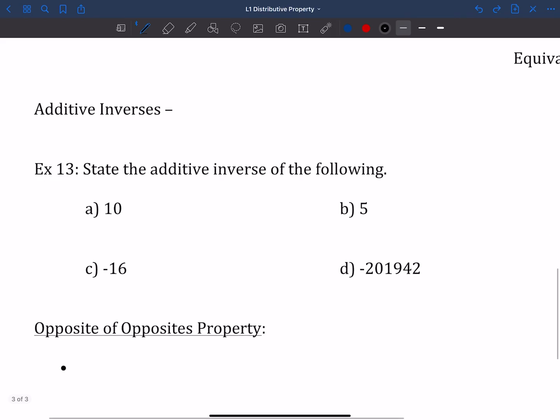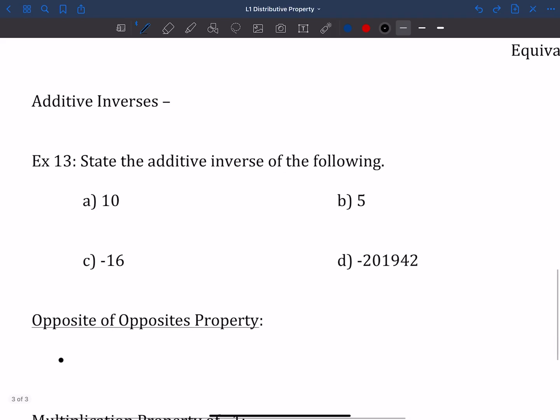We got to talk a little bit about additive inverses, all right? So this is just a big fancy way of saying, I've got two numbers that sum, like when you add them together, that sum to 0.